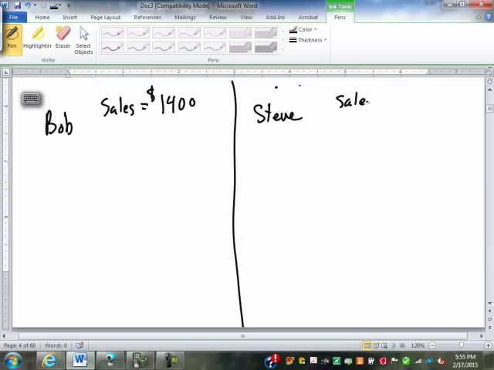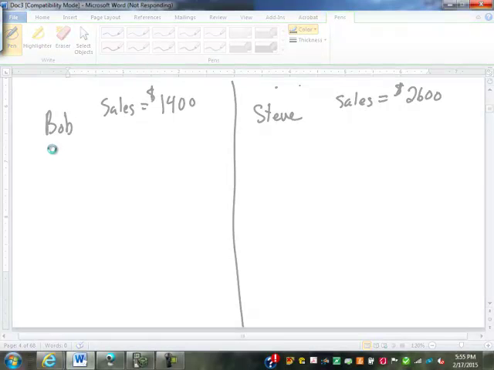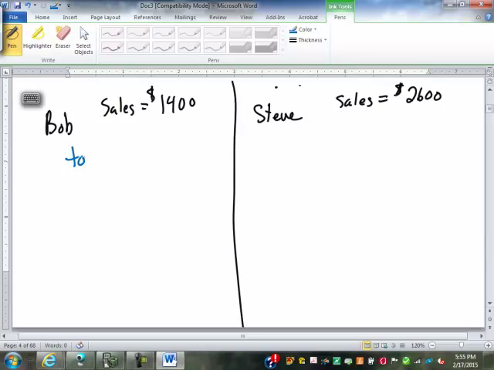Steve's sales for the week are $2,600. So does that mean Bob's gone? Not necessarily. We need a little bit more information. If I give you the information that Bob works in toys and Steve works in electronics, that might change things a little bit. Most electronics are a little more expensive, a little bit larger population looking for them. It might be natural for someone in electronics to have more sales than toys.